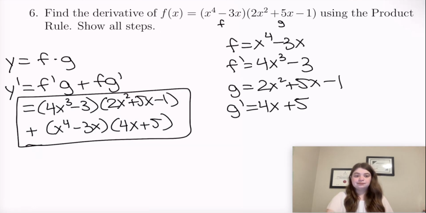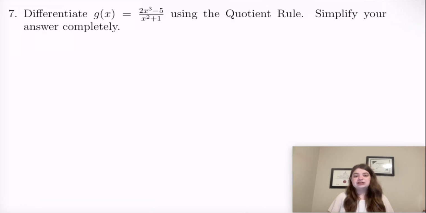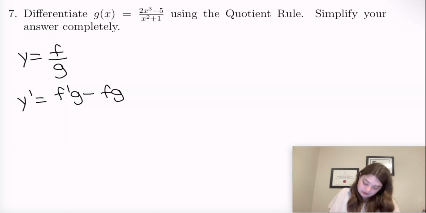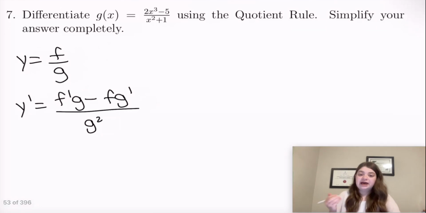All right, the next one says to differentiate g of x using the quotient rule and to simplify the answer completely. Okay, so let's do that. In this case, recall that if we have y is equal to f over g, that means the derivative would equal f prime g minus fg prime all over g squared. In this case, f is going to be our numerator and g is our denominator. And then this g of x here is actually just like y in this case.